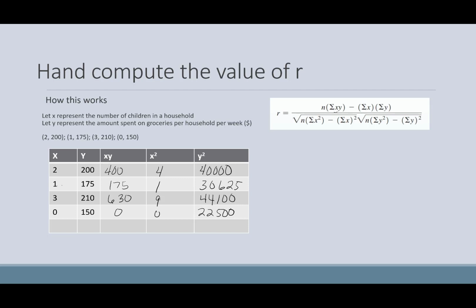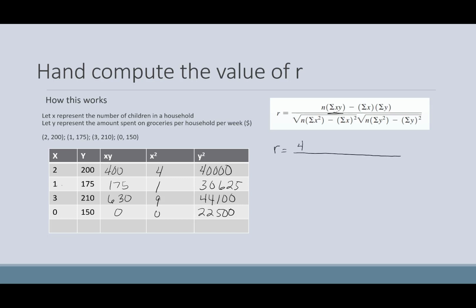Now what I'm going to do is I'm going to come over and I'm going to start looking at my formula. Now in my formula, n stands for the number of pairs that I have. Well, I was originally starting with four pairs of values. So I'm going to start with r equals, okay, and my n is 4.